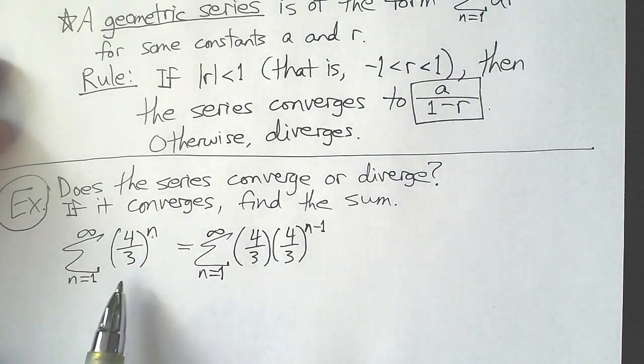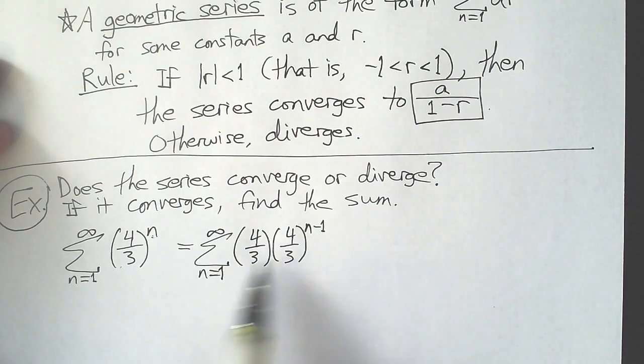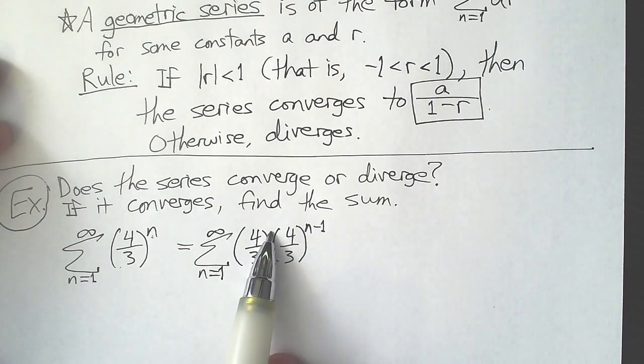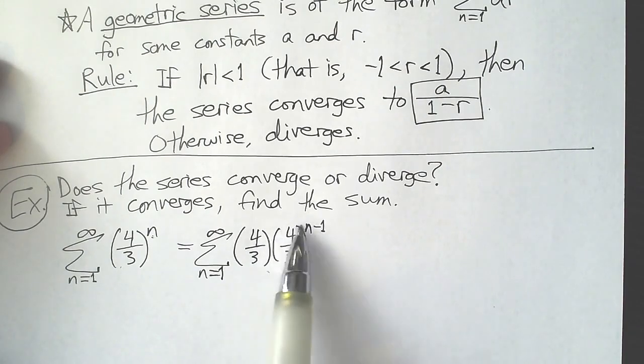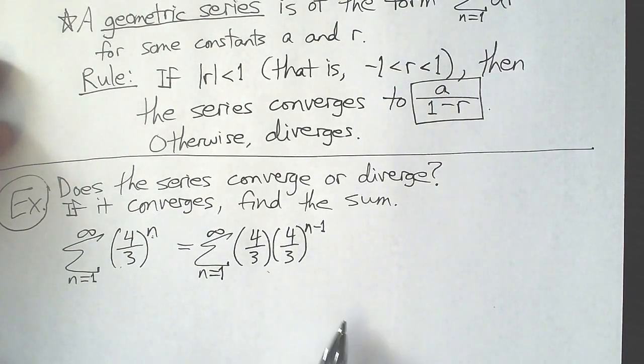So the idea is that in the original series, we have n copies of 4/3, and what I did was I pulled one of them out front. In fact, I could even put a little exponent of 1 here, right? This is 4/3 to the 1, so you could put a 1 here if you want, and then if you add those exponents, it adds up to n. So, yeah, these are equal.